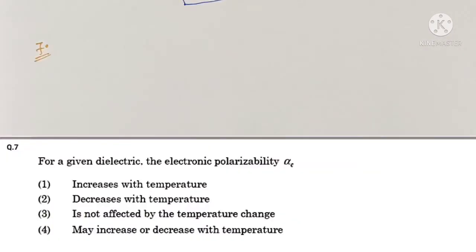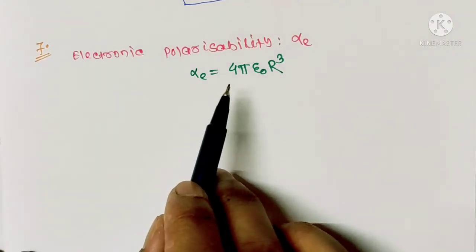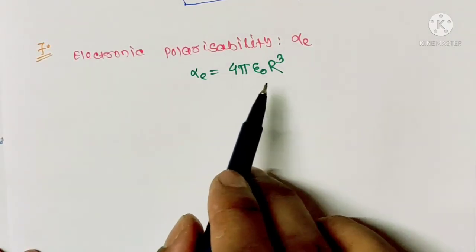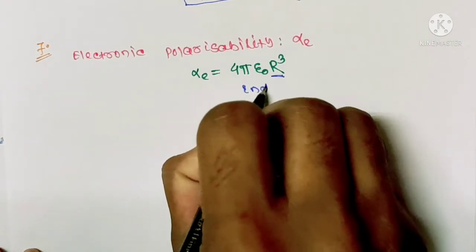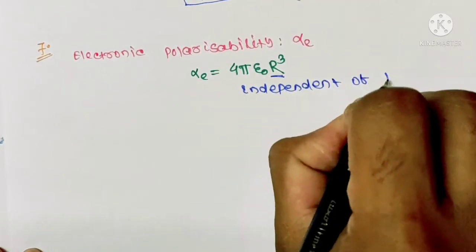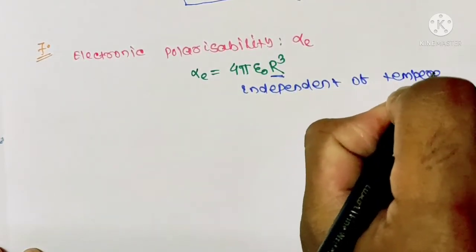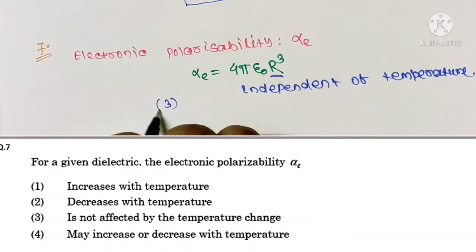Question number 7. For a given dielectric, the electronic polarizability. We know electronic polarizability depends on radius of the atoms and it is independent of the temperature. So electronic polarizability is not affected by the temperature change. So your correct option is option 3.